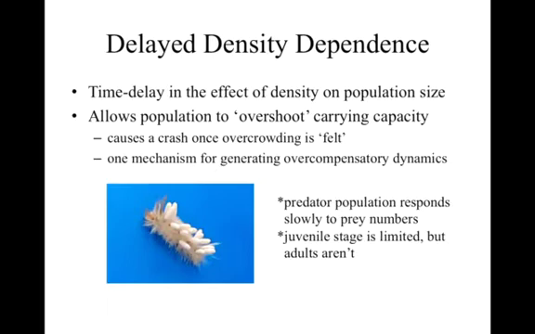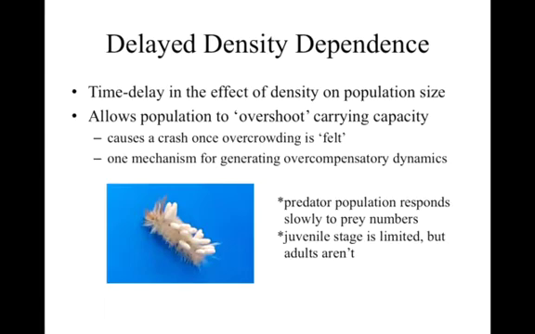And there are a number of ways we can get this. One is if you have a predator population that responds slowly to prey numbers. So maybe the prey gets bigger and bigger and bigger, and then all of a sudden the predator population catches up and causes it to crash.